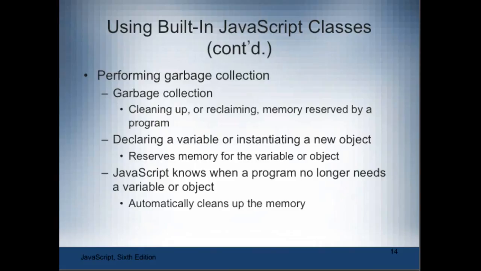If you've worked with other object-oriented programming languages, like Java, then you may be familiar with the term garbage collection, which refers to cleaning up or reclaiming memory that's reserved by a program. When you declare a variable or instantiate a new object, you're actually reserving computer memory for the variable or object. With some programming languages, you must write code that deletes a variable or object after you're through with it, in order to free the memory up for use by other parts of the program, or other programs running on your computer. With JavaScript, you don't need to worry about reclaiming memory that's reserved for your variables or objects. JavaScript knows when your program no longer needs a variable or object and automatically cleans up the memory for you.